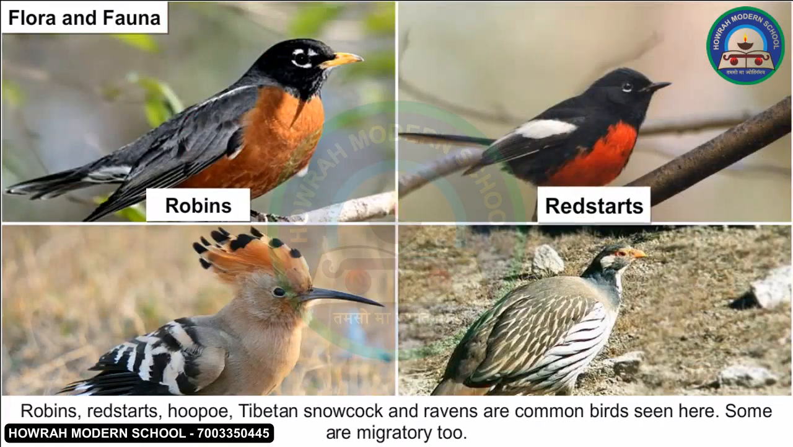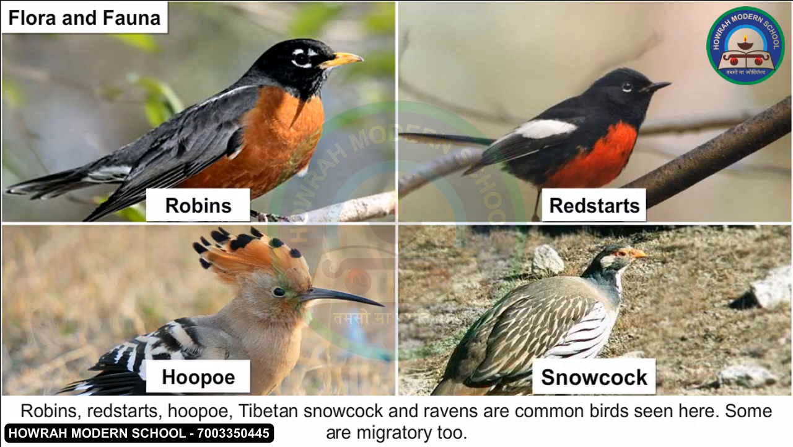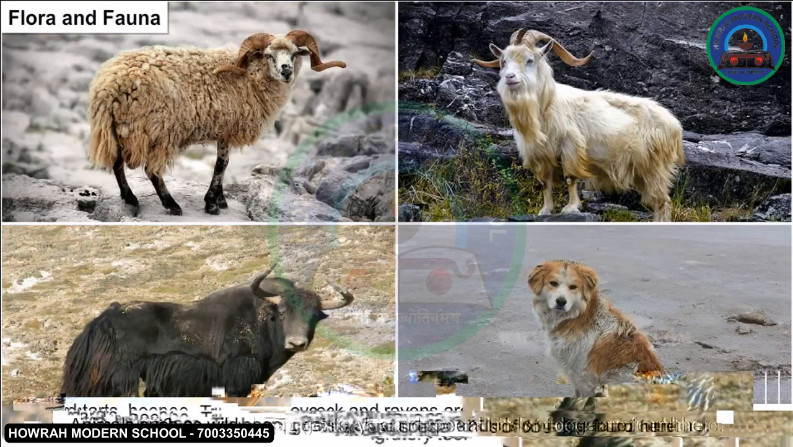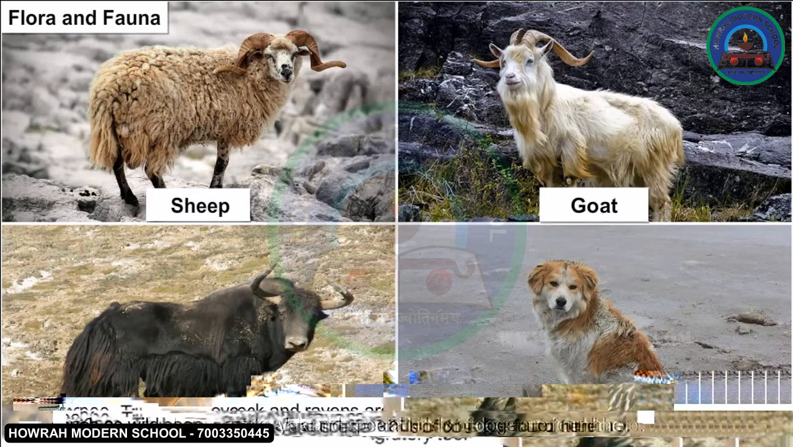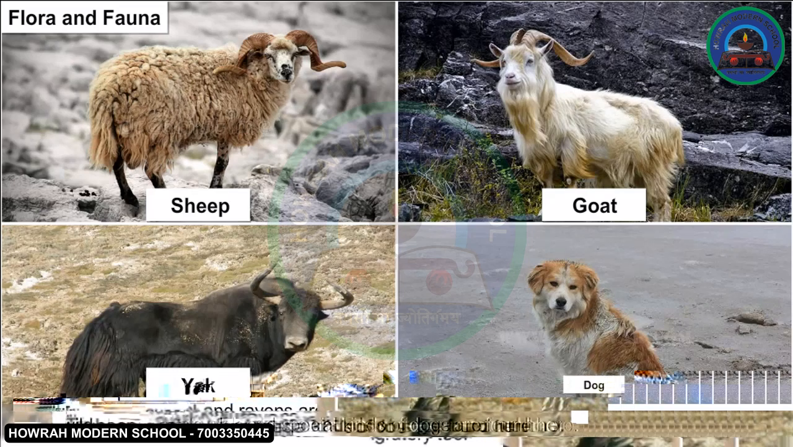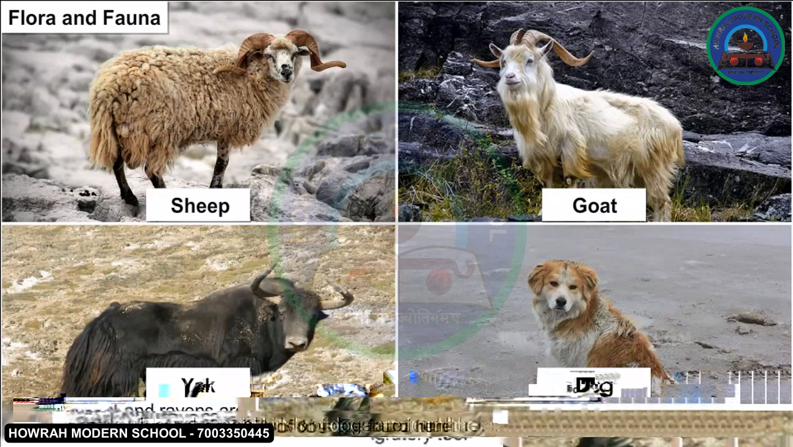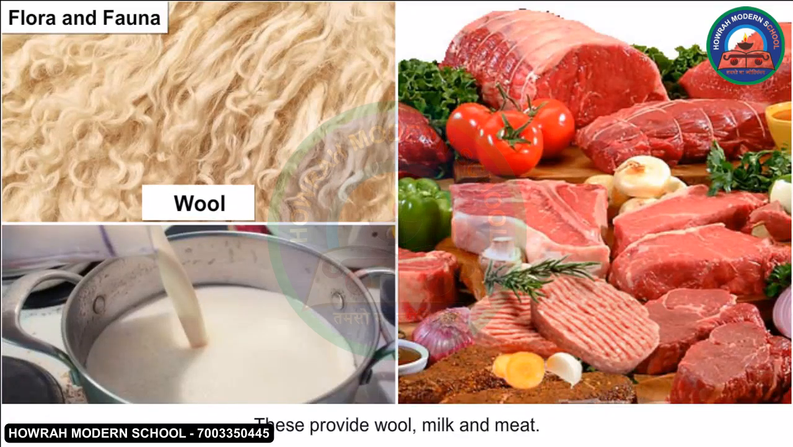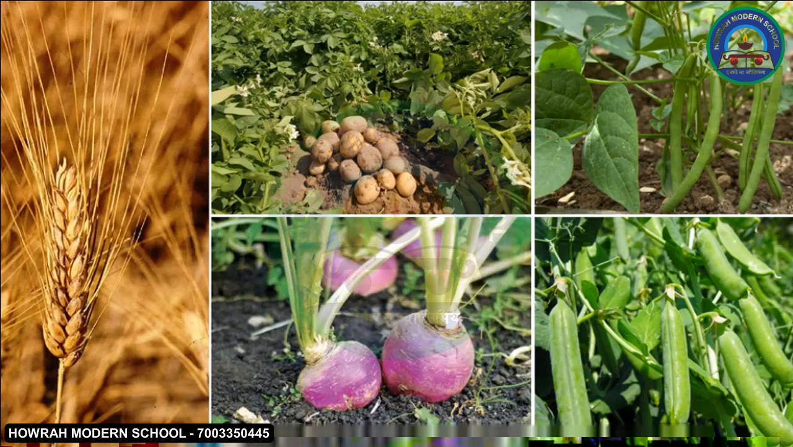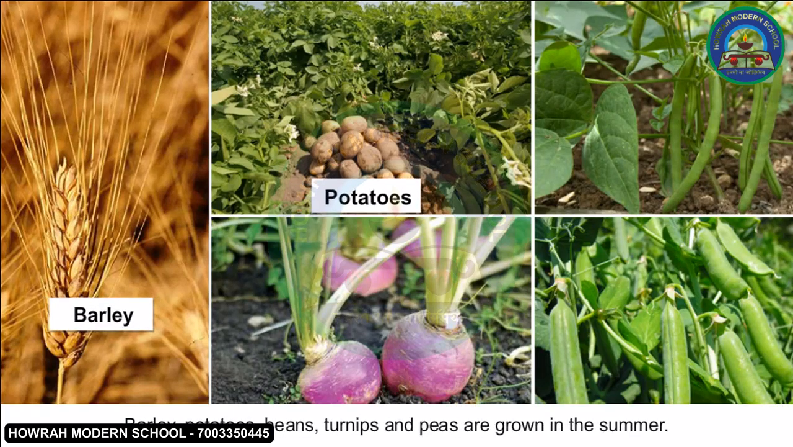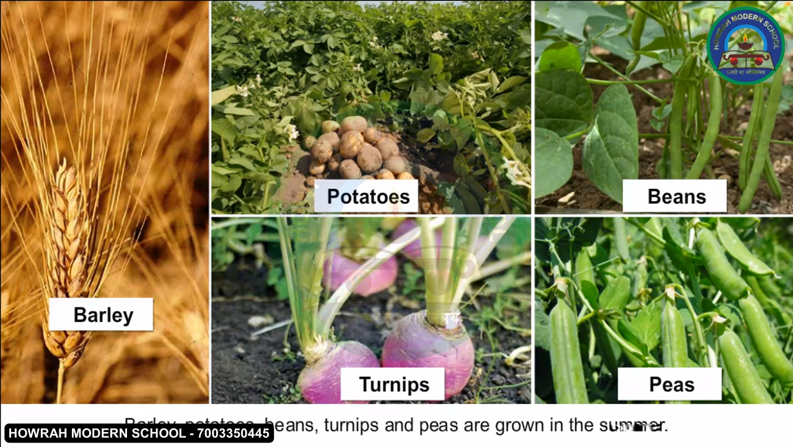Robins, redstarts, hoopoe, Tibetan snowcock and ravens are common birds seen here. Some are migratory too. Animals such as wild sheep, goats, yak and special kinds of dogs are found here. These provide wool, milk and meat. Barley, potatoes, beans, turnips and peas are grown in the summer.